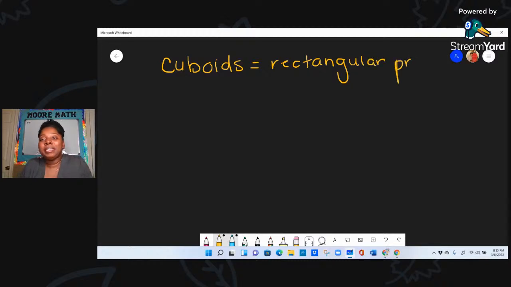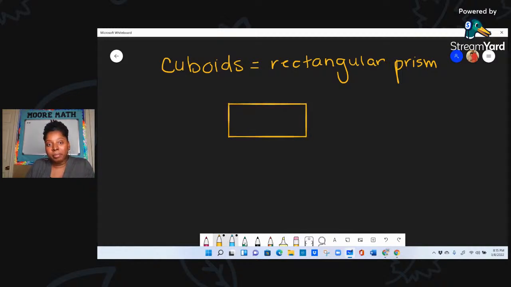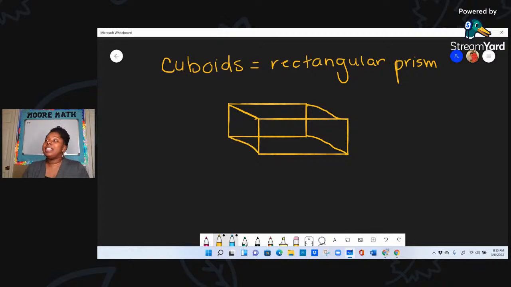So rectangular prism, think of like a tissue box, okay? Or a shoebox. That probably would be better. Shoebox. That would be a rectangular... My drawing is awful. Sorry, guys. And like that. Okay, so that would be a cuboid.